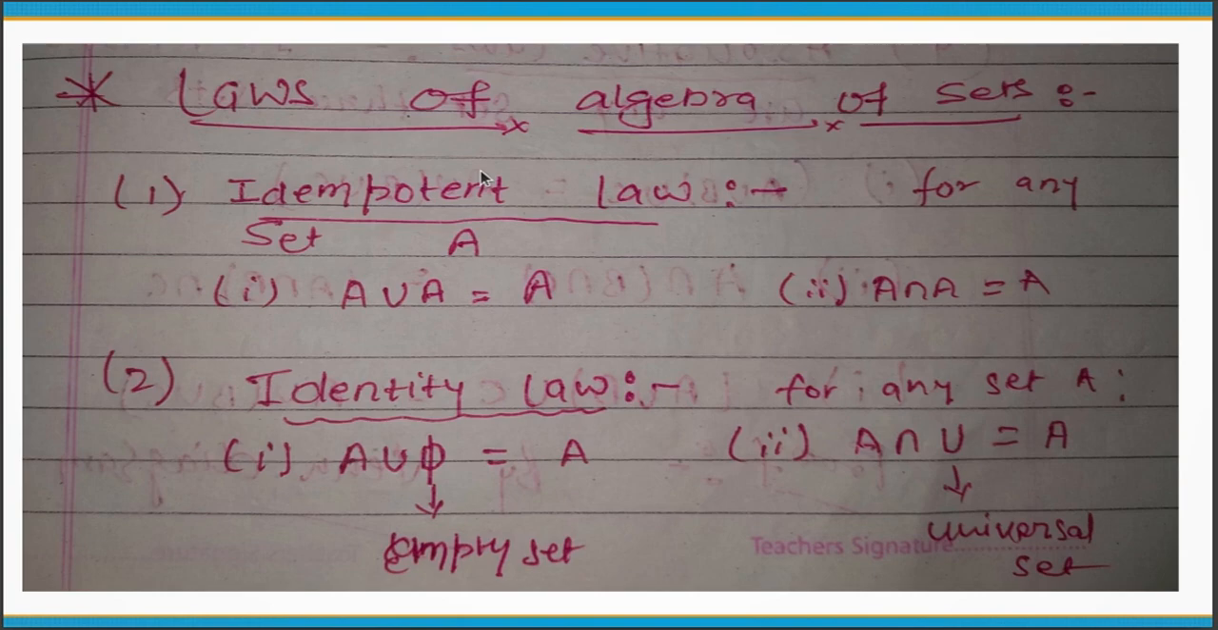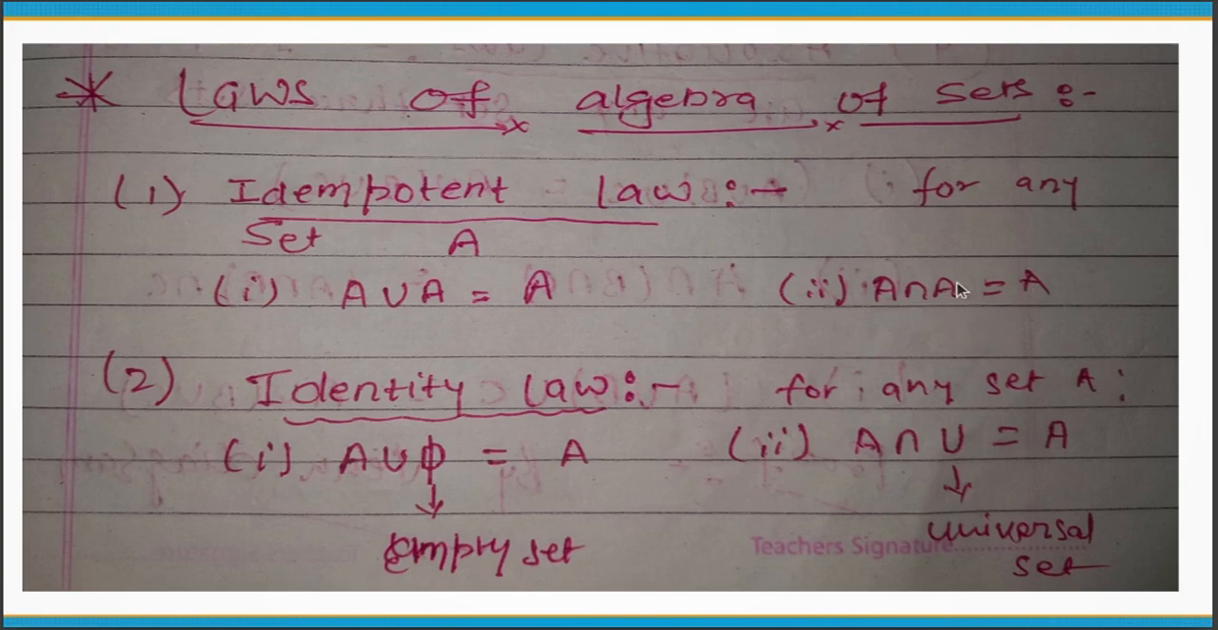Now, laws of algebra of sets. Idempotent law. Idempotent means any operation performed on a set by itself does not affect the value. For any set A, A union A equals A and A intersection A equals A. This is known as the idempotent law, meaning the operation is performed on the set with itself.